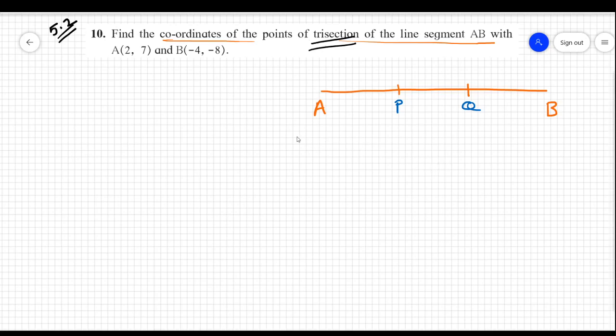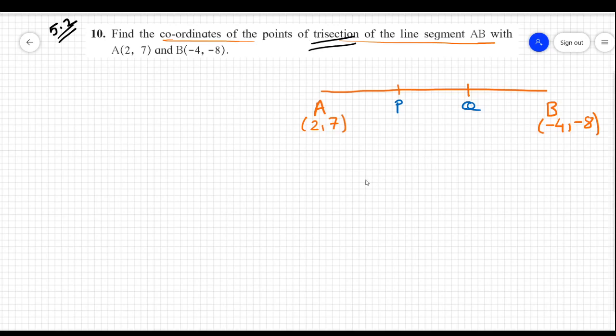What is the coordinate of A? That is given to us: it is (2, 7). What is the coordinate of B? It is (-4, -8). We want to find out the coordinates of P and Q. So how do we do that?